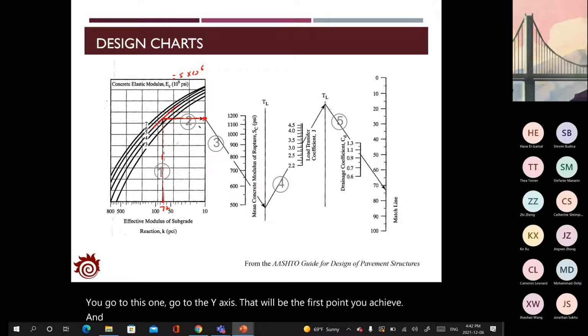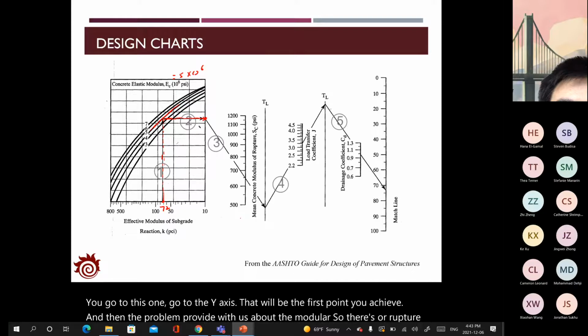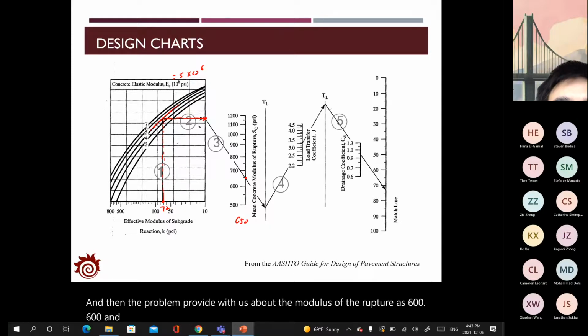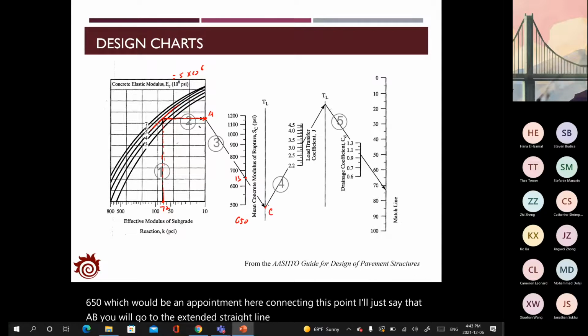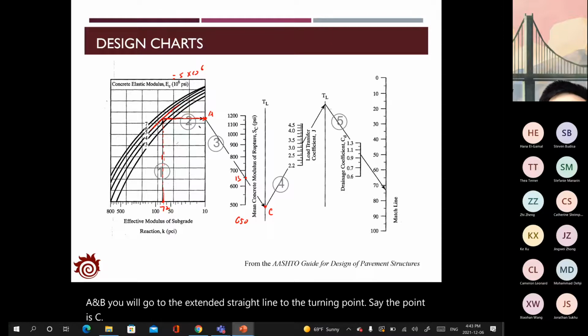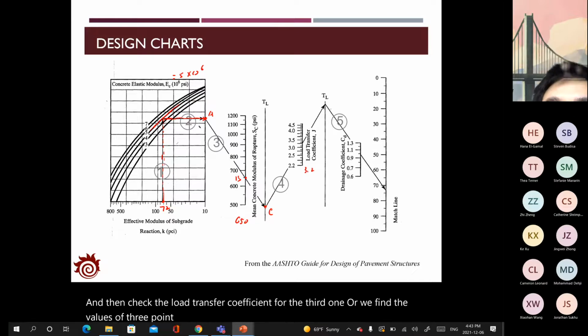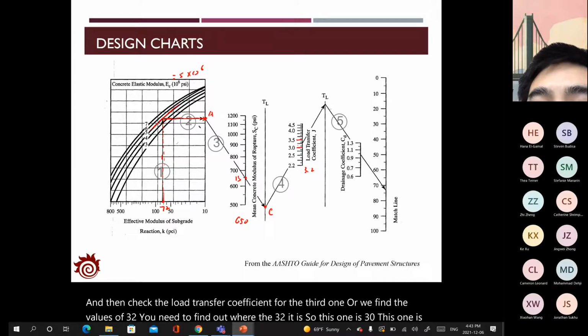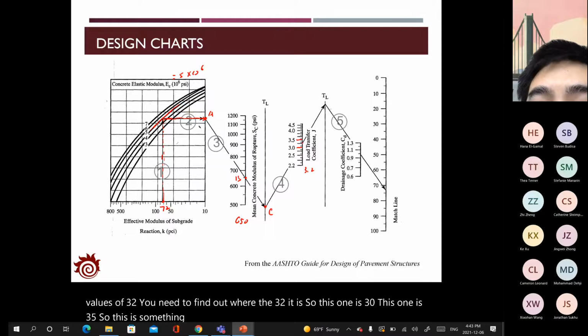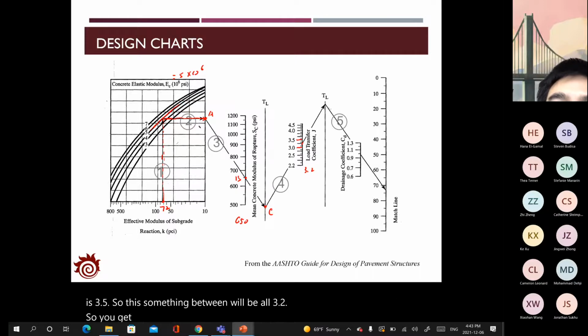And then the problem provided us the modulus of rupture as 650, which would be a point here. Connecting these points, let's say A and B, you extend this straight line to the turning point, say point C. And then check the load transfer coefficient. We find the value is 3.2. You need to find out where this 3.2 is. This one is 3.0, this one is 3.5, so something in between will be 3.2. So you get this one and extend it to the second turning line. Say that it's D.